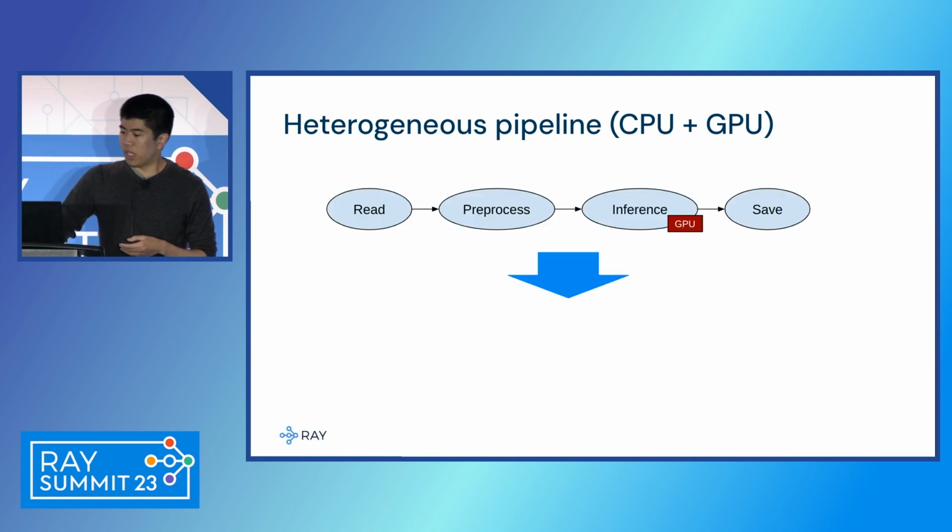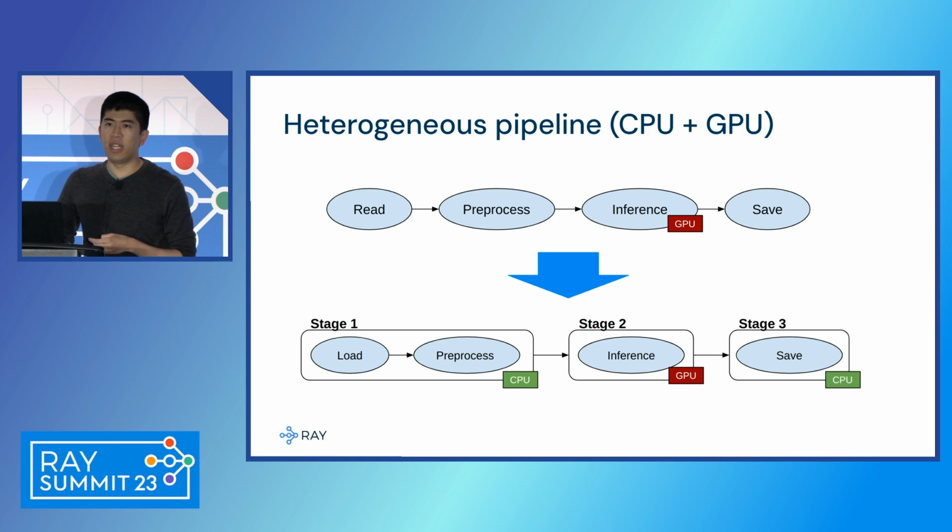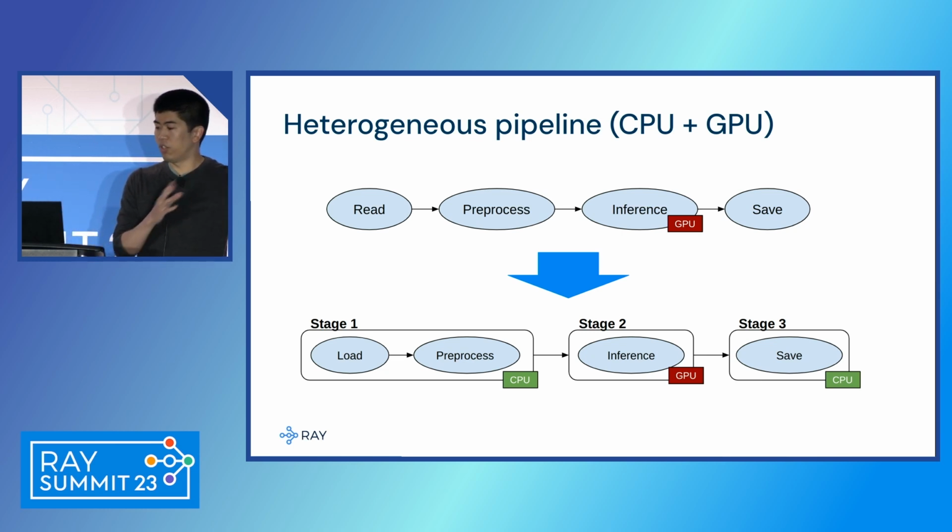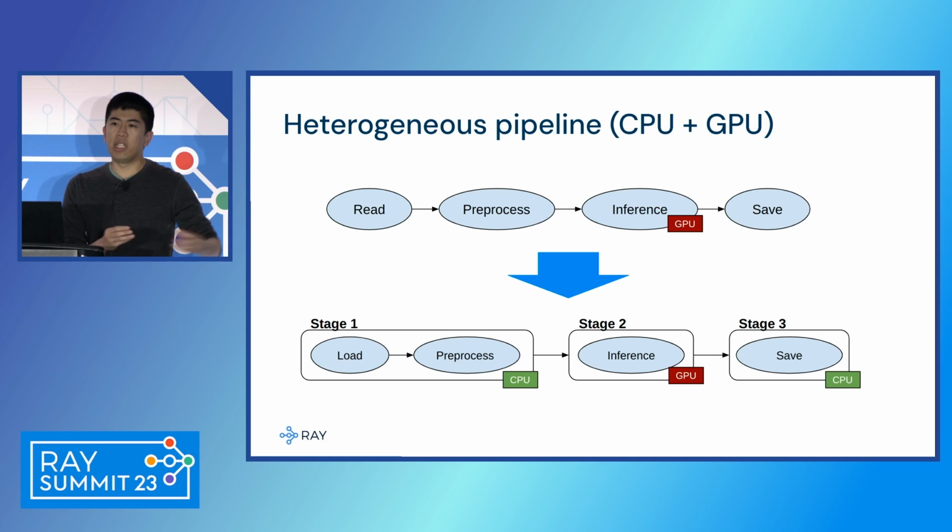If you look at the physical execution for this, now there's multiple stages or multiple operators to run. You have your CPU preprocessing stage, you have your GPU inference stage, and you have a final CPU saving stage. And why are these separate stages? It's because you might want to scale them independently. Say you have a lot of CPU machines, you want those to run tasks from stage 1, then run tasks from stage 2 on the GPU machines, and you can run stage 3 on the CPU machines again.